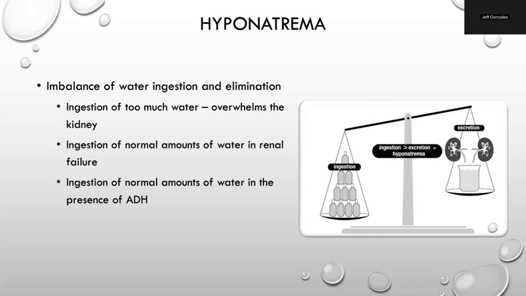Hyponatremia, again, is an imbalance of water ingestion and elimination. Usually it is in three categories. There's ingestion of too much water, which overwhelms the kidneys, and the kidneys can't eliminate that water fast enough. There's ingestion of normal amounts of water, but the patient may have renal failure and again can't eliminate that water. Or there's ingestion of normal amounts of water in the presence of antidiuretic hormone.